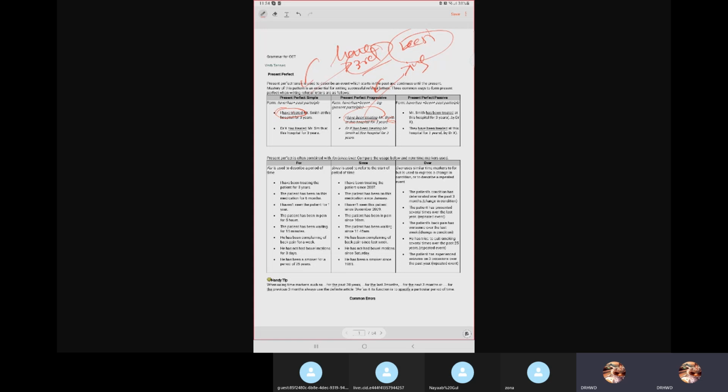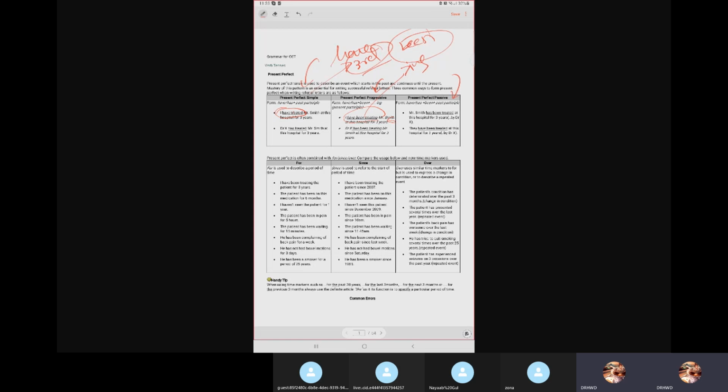Do you guys follow? I have been treating Mr. Smith at this hospital for 3 years. I have treated Mr. Smith at this hospital for 3 years. Mr. Smith has been treated at this hospital for 3 years. It depends on the context. So we'd be using this tense a lot where we'd be using a passive form of verb. For, since, and over are also something that you'd be using.